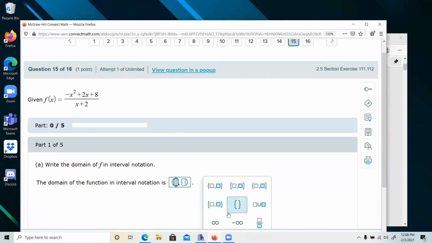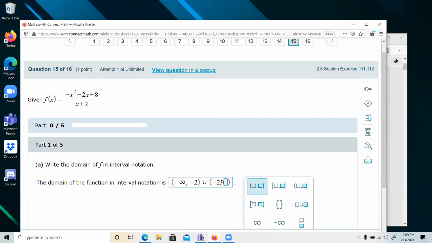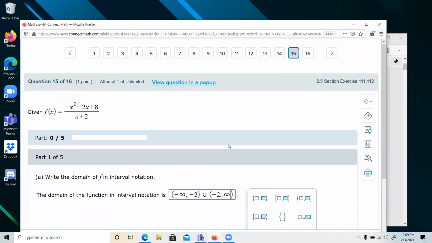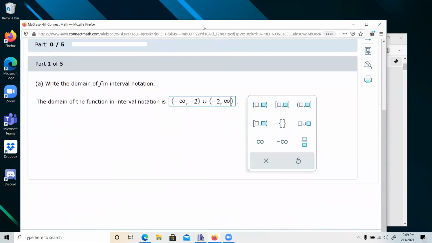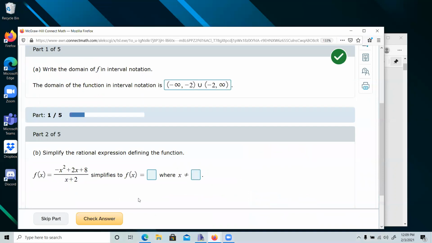What we have here is negative infinity up to -2, and then union, where's my union? And then we have -2 up to positive infinity. Do all of this here, but let's see what we got. Kind of nice. They give us one at a time to do this.